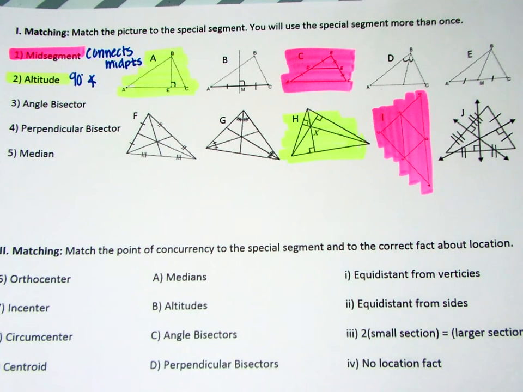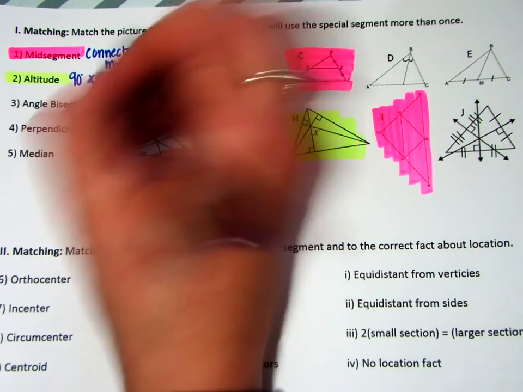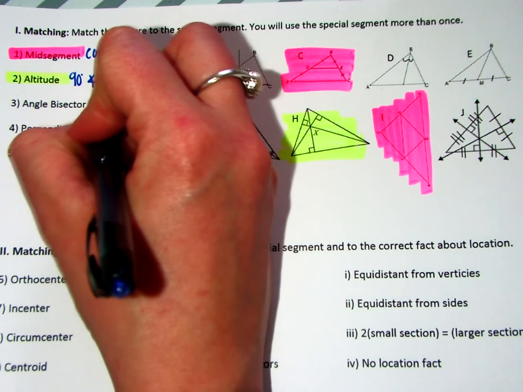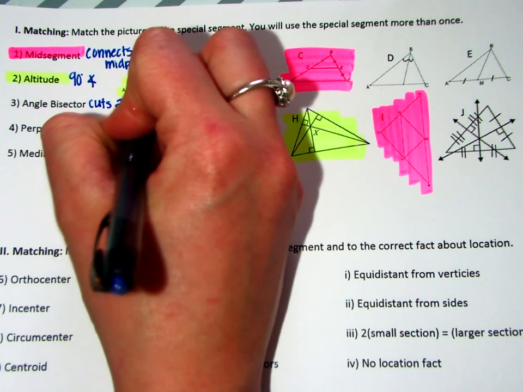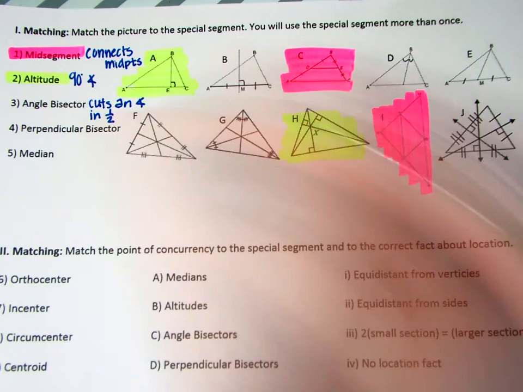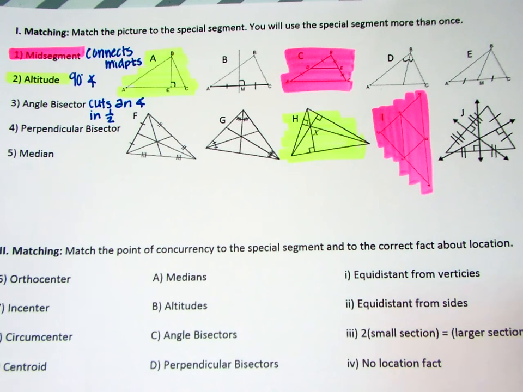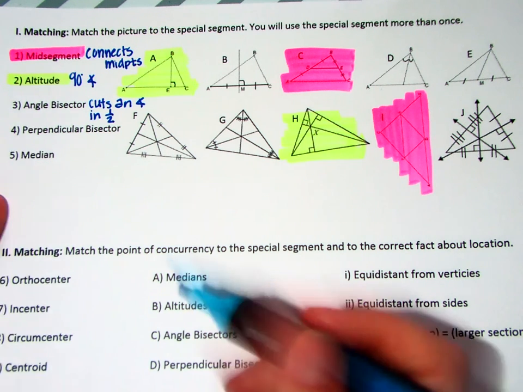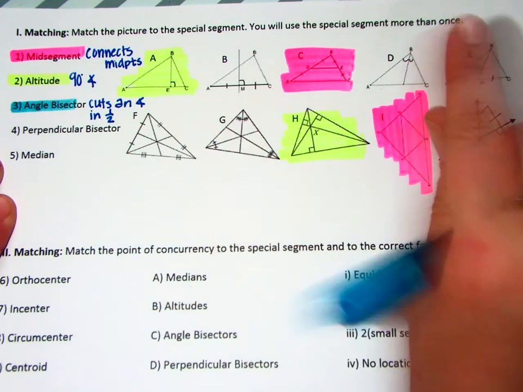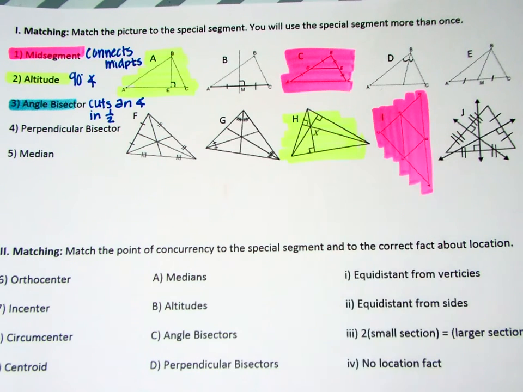All right, the next one, angle bisector. That means it cuts an angle in half. So an angle bisector cuts an angle in half. So we should be looking for a segment that starts at an angle and then just divides that angle into two equal pieces. So this doesn't start at an angle, so I'm not going to pick that.